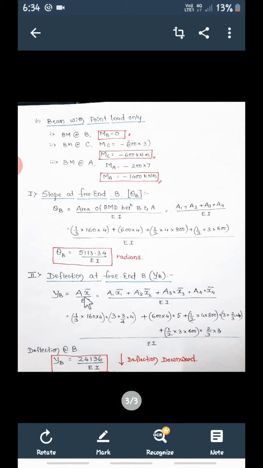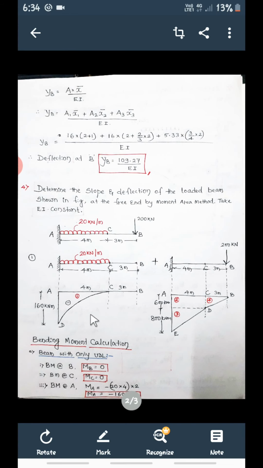Again YB is equal to what? Area into x bar divided by EI. Now how many areas? Again from B to A. Again A will be the reference because deflection is 0 at A. We want to calculate deflection at B now. So A into x bar. Again A1, A2, A3, A4 divided by EI, but each area will be multiplied by its x bar. Again two figures, area into x1 bar. Now for this figure, this is A1.